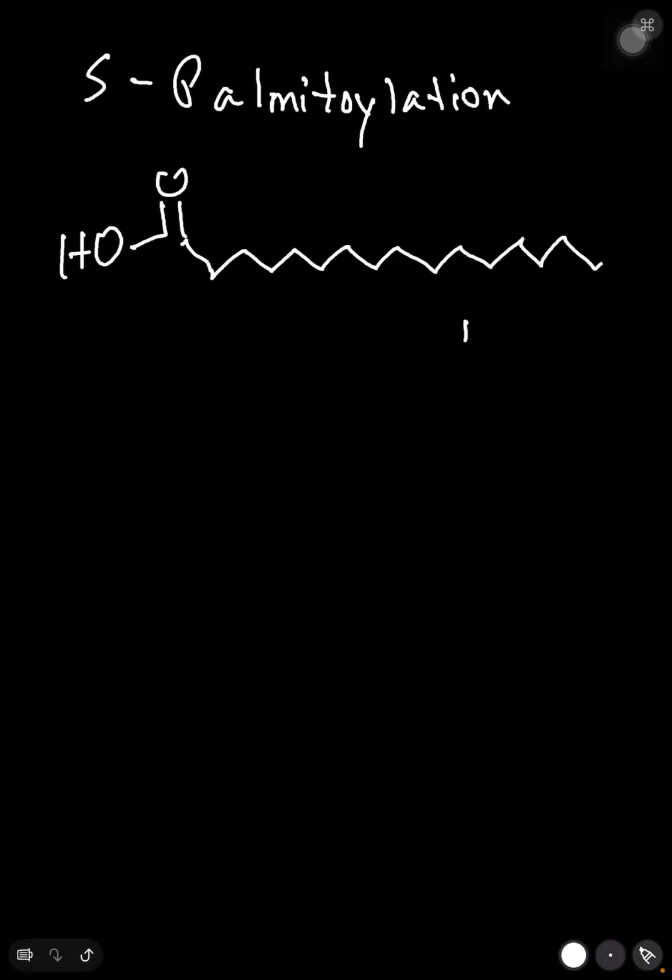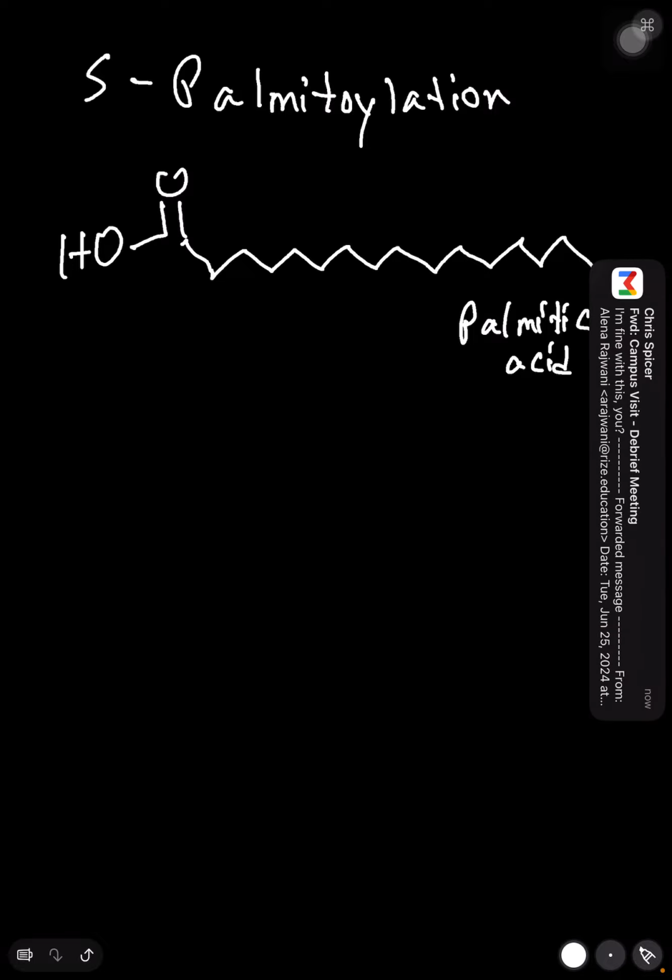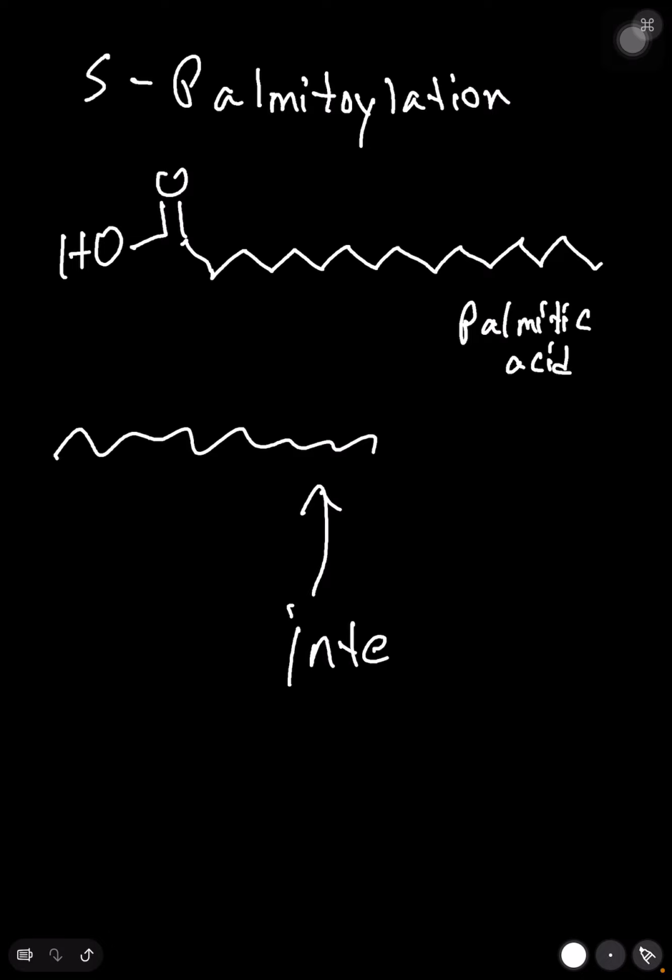All right, so this is palmitic acid. What happens pretty commonly is that a protein will find a palmitic acid lipid, a fatty acid, present within your lipid bilayer. And I want to draw the little squiggle here. Squiggle means integral protein.